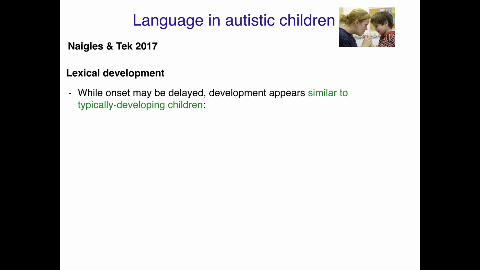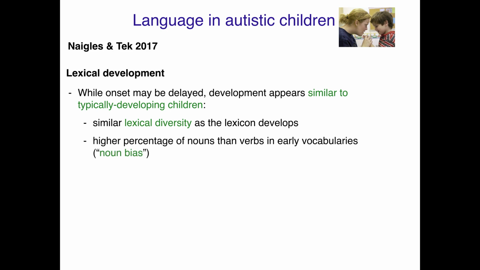Looking at lexical development in autistic children. What we know is that while the onset, when they start developing their lexical knowledge, may be delayed, in general there are lots of similarities in their lexical development to that of typically developing children. For example, if we look at lexical diversity, the number and variety of different words, it is fairly similar once the lexicon starts to develop.